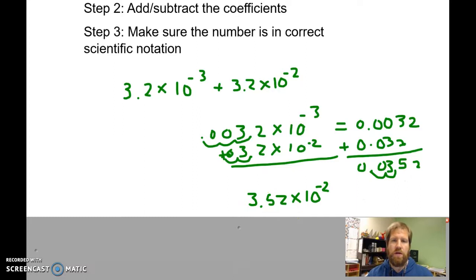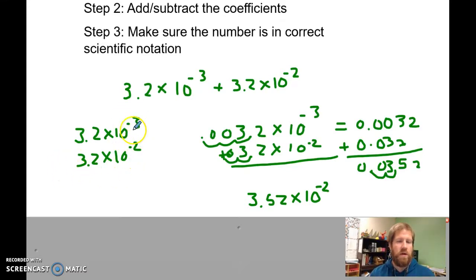Okay? If we were going to do this without converting it, 3.2 times 10 to the negative third plus 3.2 times 10 to the negative second. We are just going to leave it in scientific notation, but we're going to convert one of these to be the same as the other one. So we're going to have our exponents be the same. We still want to convert the smaller one into the larger one.